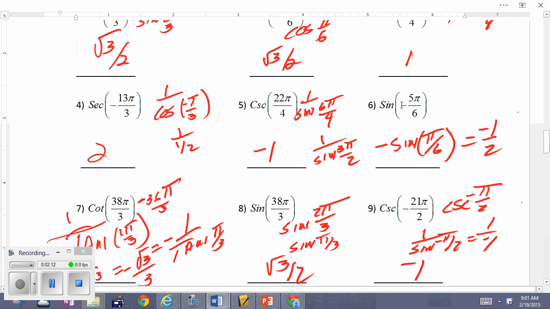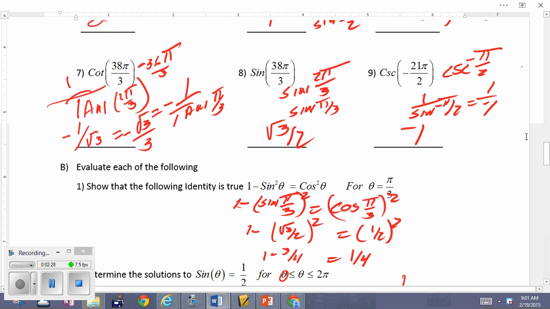Okay? Negative 5 pi over 6. Negative is a clockwise rotation. Throws me into quadrant 3 with a reference angle of pi over 6. In quadrant 3, the sign is negative, so that value is negative 1 half.